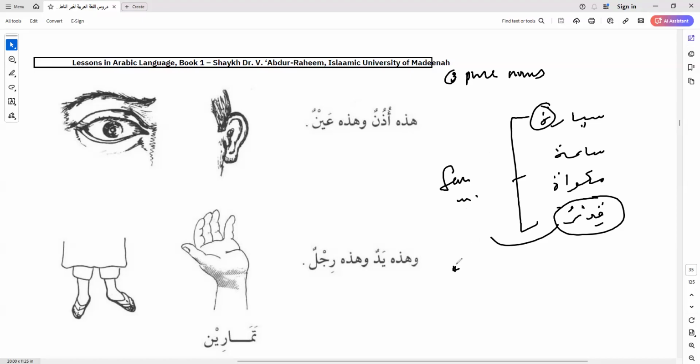And then we have body parts, right? With the body parts, we said we have the pairs, and then we have the singles. The pairs are feminine, and then the singles are what? Masculine. And these are the rules that you need to understand as you read this passage.